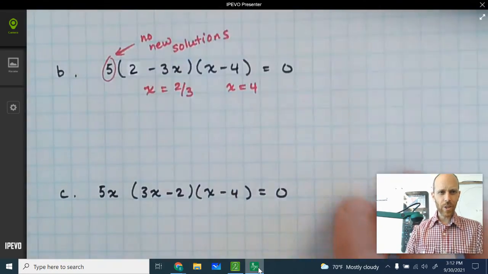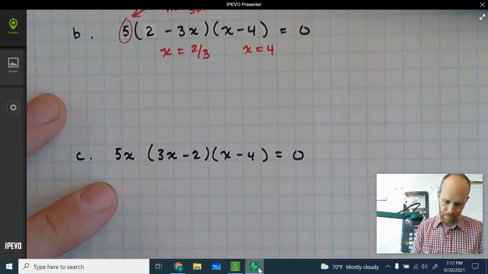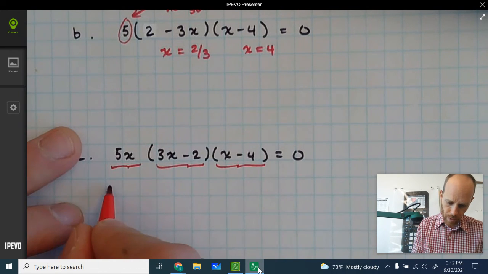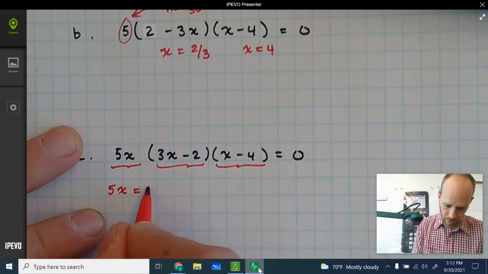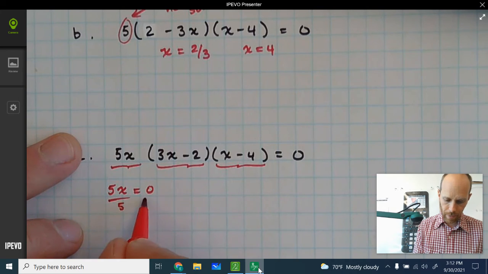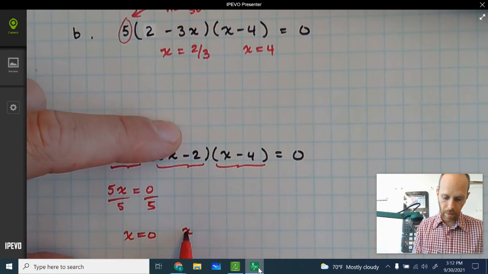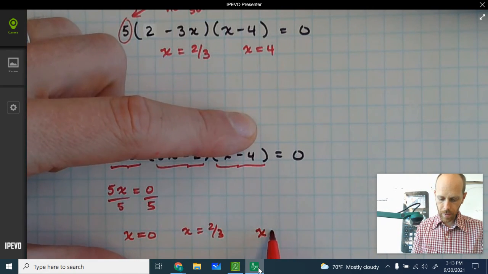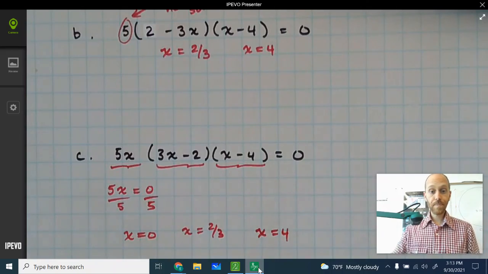And you can kind of imagine why if you look at the equation. On this one, I would say there are 1, 2, 3 terms. If I set the first one equal to 0, I could divide both sides by 5. That would give me x equals 0 to accompany the 2/3 from this factor and the 4 from this factor. Keep moving.